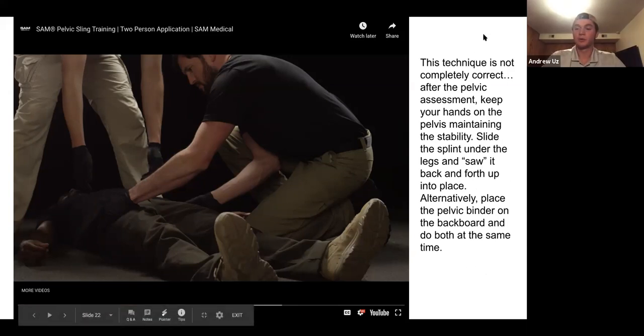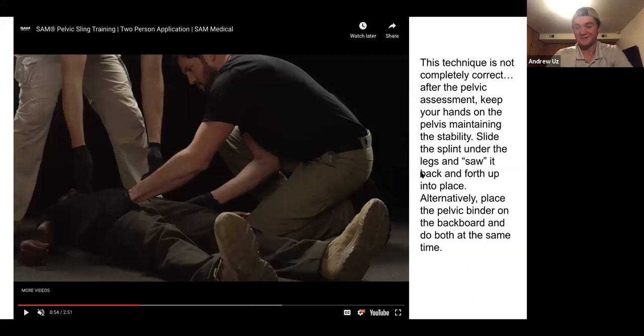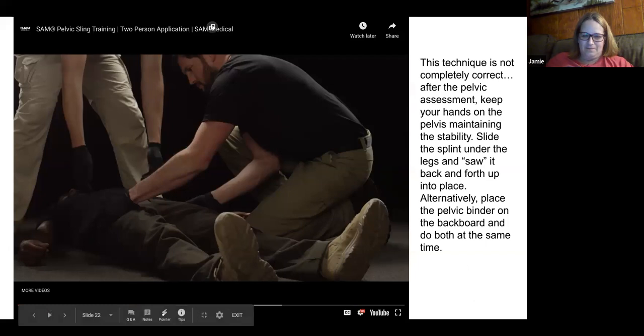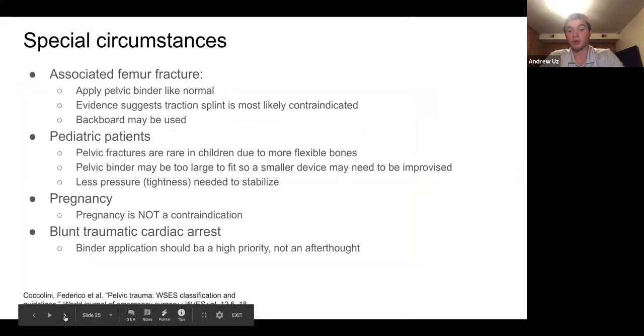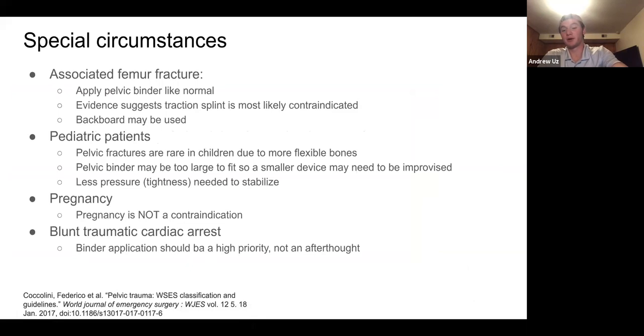I didn't want to get too into the controversial stuff, so I tried to get close to it, but not. But certainly, for example, with trauma codes, I think that if you have a blunt traumatic cardiac arrest patient, the pelvic binder is probably the number one thing in terms of importance to forgottenness ratio.